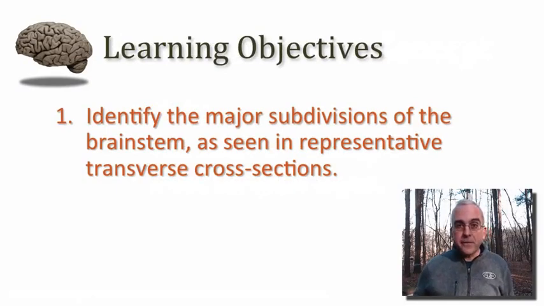So in order to achieve this objective, you're going to have to be familiar with what we discover when we look inside the brainstem in each of the three major divisions, the midbrain, the pons, and the medulla. So here's the key in achieving this objective. I want you to mobilize your mental image of the external features of the brainstem as we begin to look at our transverse cross-sections.